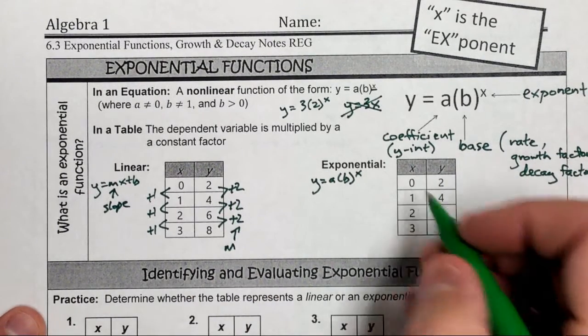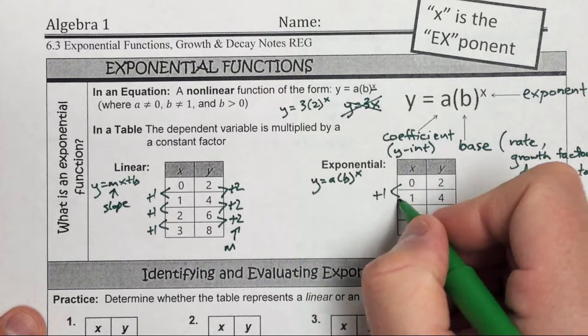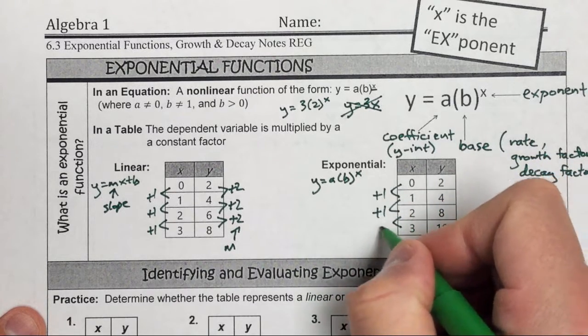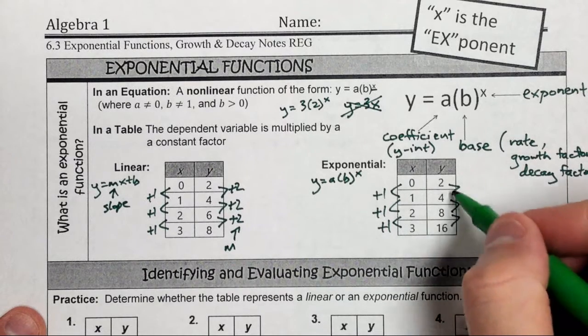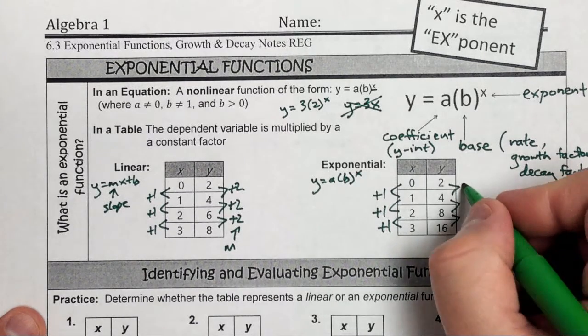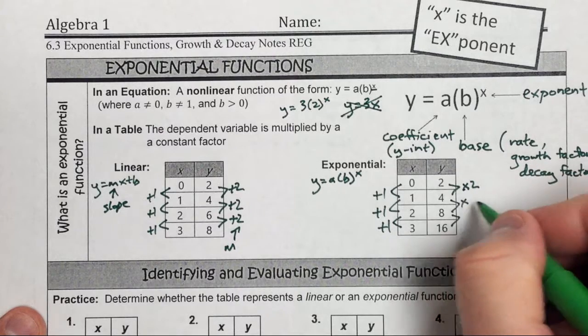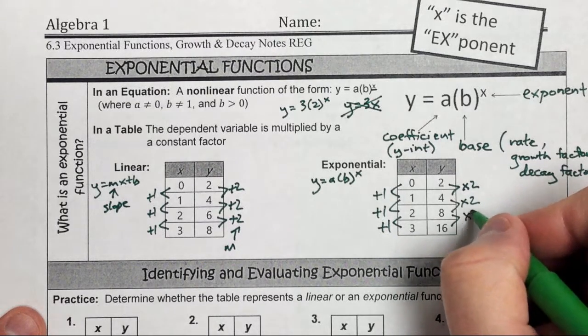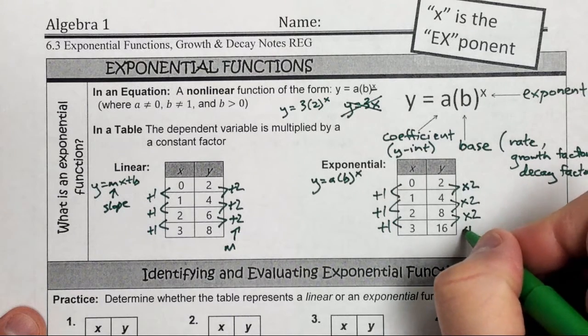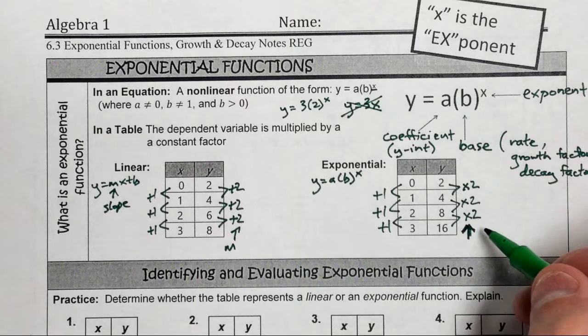Versus exponentially, notice on the left here, these are incrementing by 1 for the x values, but on the right side, it's not adding by 2. It looks like it is at first, but in reality it's doubling. So I'm going to say times 2. So if I take 2 times 2, it gets me 4. 4 times 2 gets me 8. 8 times 2 gets me 16. And since we're multiplying here, this is a dead giveaway that this is going to be an exponential function.